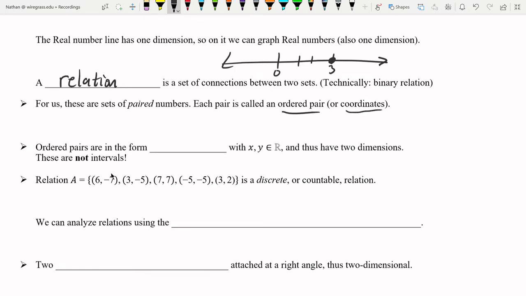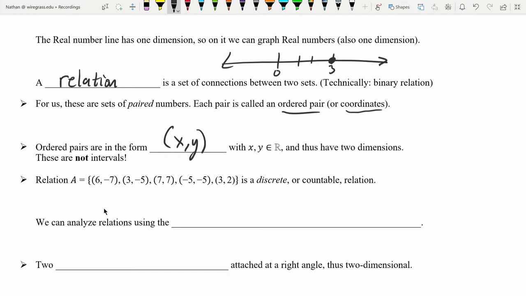Ordered pairs are in the form (x, y), with parentheses, x comma y. X and y are just real numbers, and this ordered pair has two dimensions. Each number is one dimensional, so if you have two of them, that makes it two dimensional. It's important to note that this notation is not an interval. It looks like an interval, but it's not. Context will tell you whether you're working with ordered pairs or intervals. In this case, we're just working with an ordered pair.